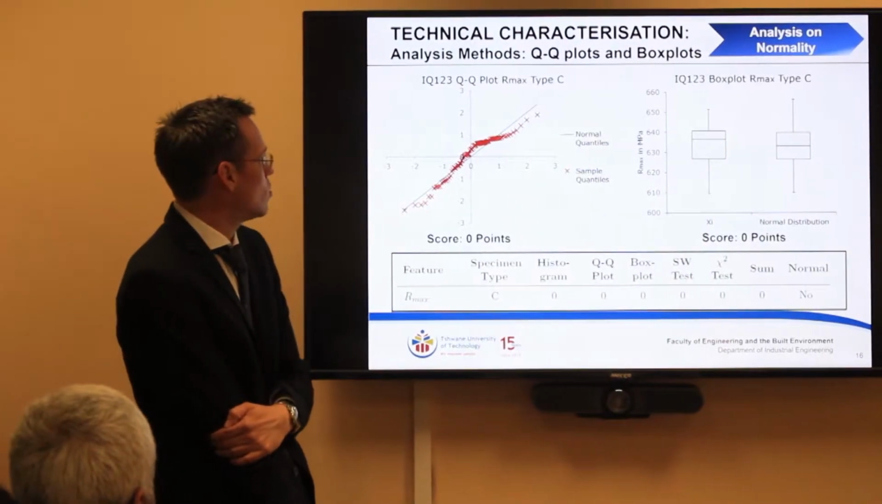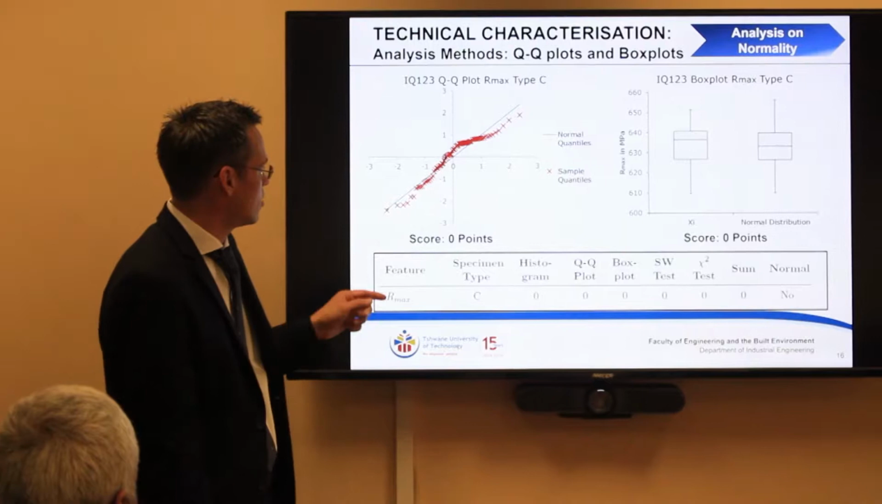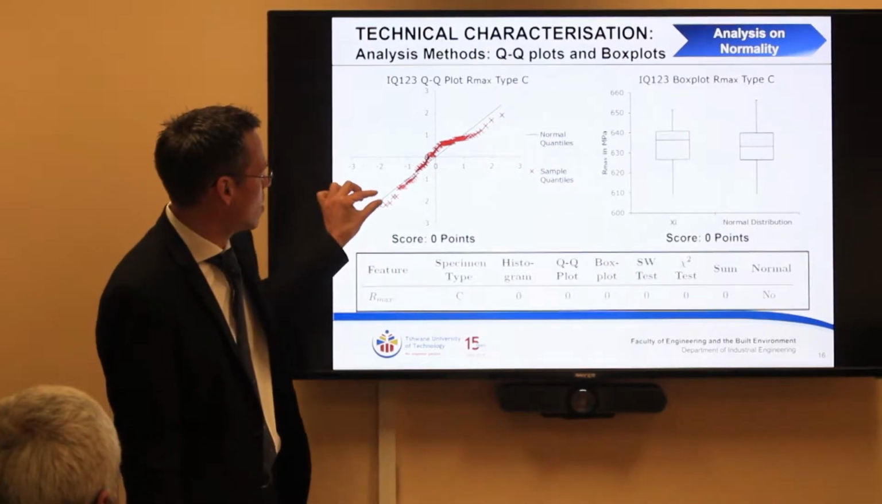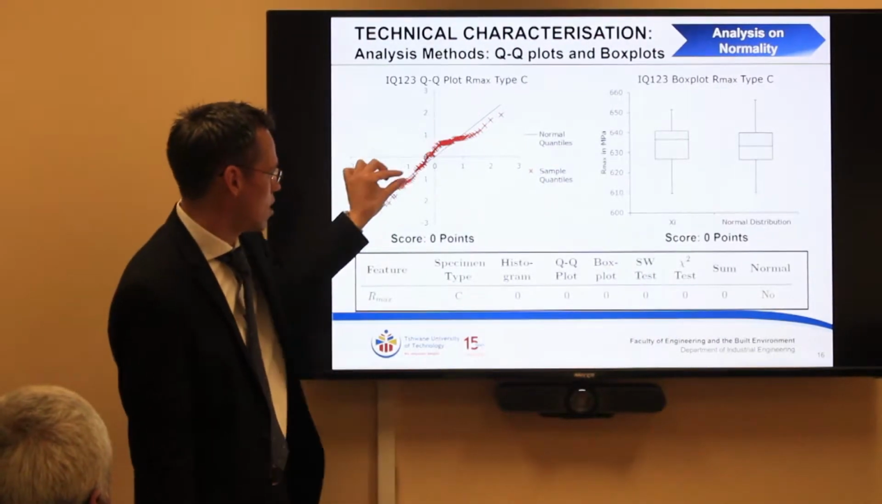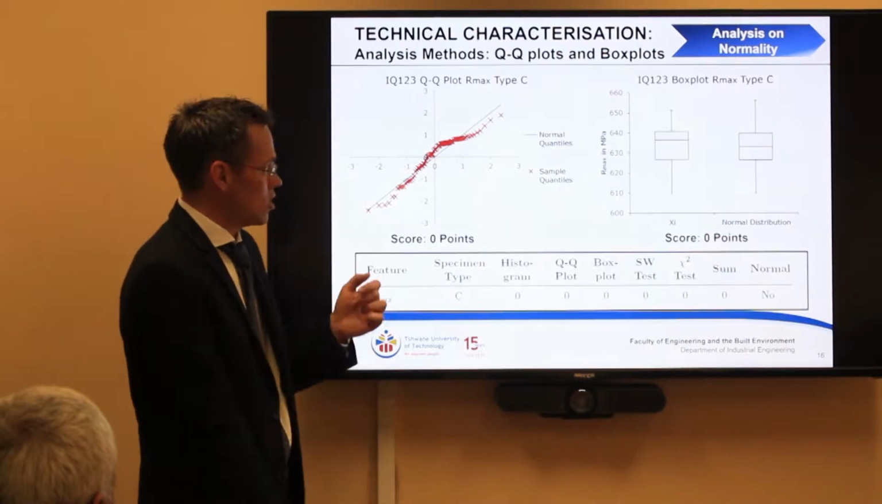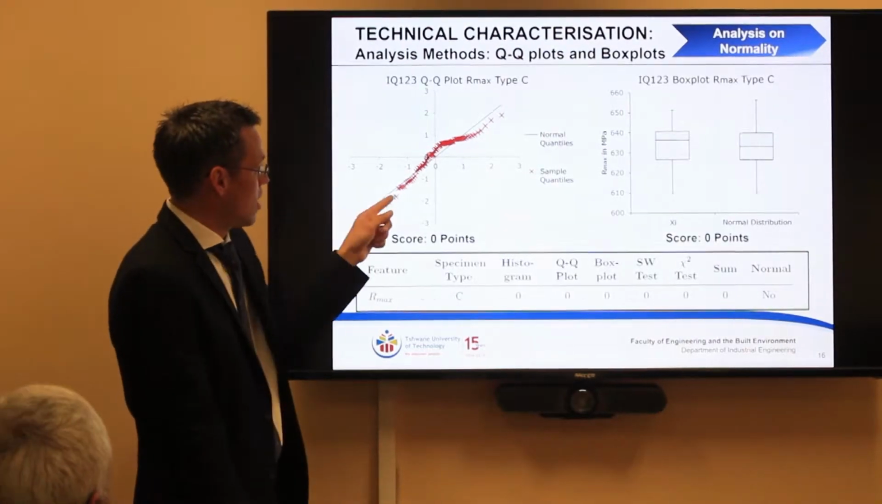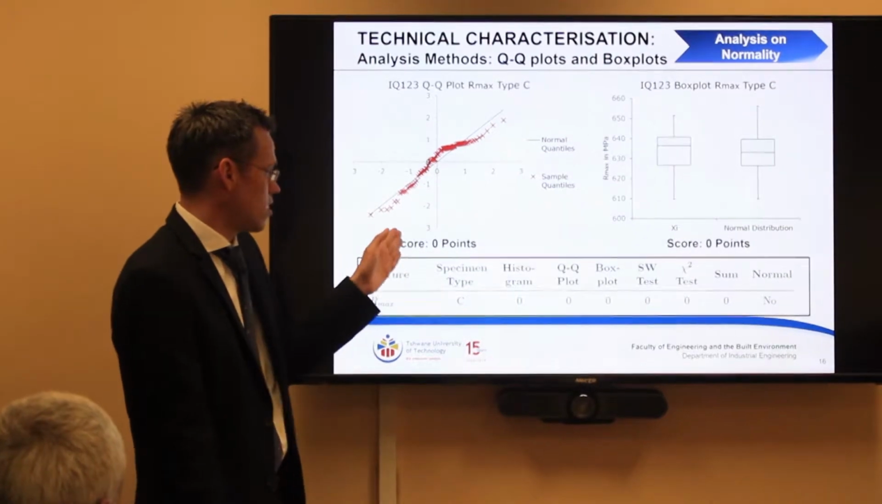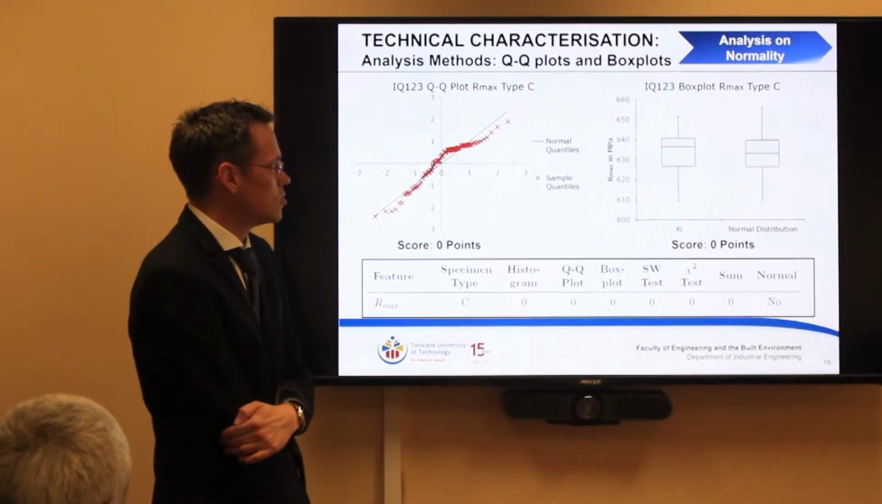Then the second technique was so-called quantile plots, where it's supposed that the values follow this normal distribution line closely. This was the second criterion which was used. Here again you see strong residuals, so here also, for instance, 0 points were given.